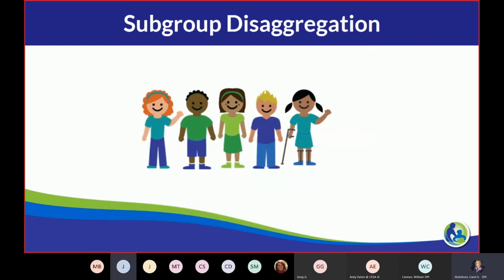Disaggregating the data refers to breaking out the data and analyzing it according to subgroup populations, such as gender, race, and ethnicity and migrant status, individuals with disabilities, individuals from economically disadvantaged families, including low-income students, individuals preparing for non-traditional occupations, single parents, English learners, homeless individuals, and students who are in or who have aged out of the foster care system.